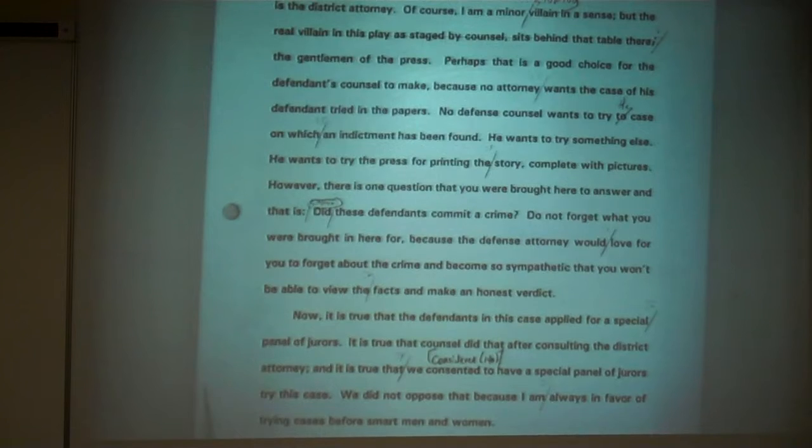The only time that the punctuation is really counted wrong is if you have an incomplete sentence. Like, "Of course, comma, I am a minor villain in this sense." I don't know why that semicolon is there. This is semicolon crazy here. But the real villain in this play as staged by counsel, and then you put a period, and then you started out, sits behind that table there. Those are incomplete sentences, and that will be marked as an error.